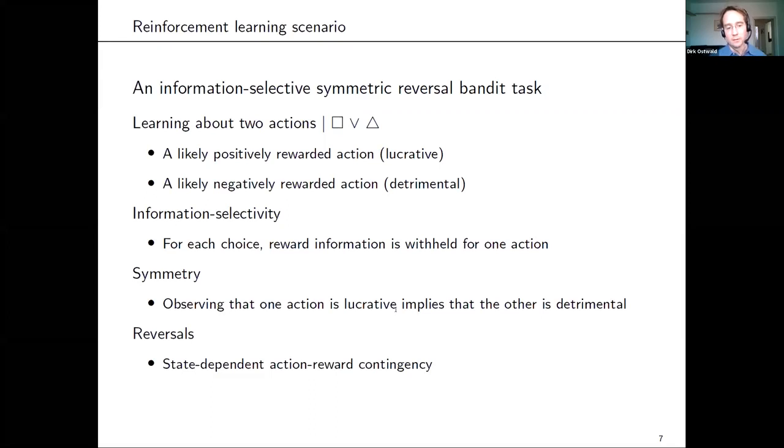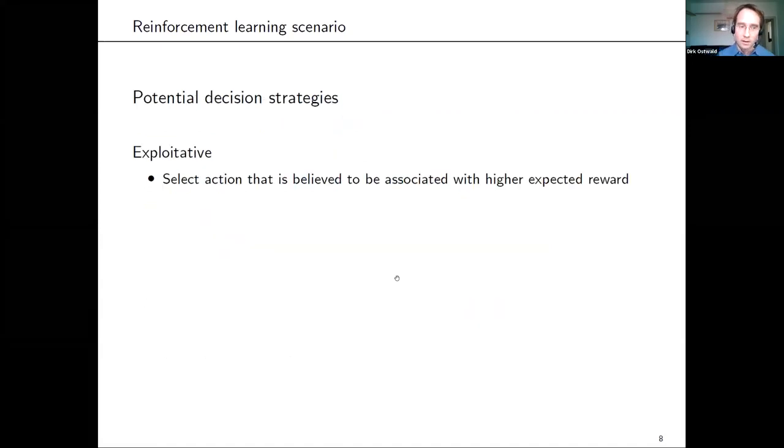So the action-reward contingency changes at given time points over the course of the reinforcement learning scenario, and the agents have to learn anew. And here we are interested in three basic decision strategies. On the one hand, we are interested in exploitative strategies: select an action that is believed to be associated with a higher expected reward. This may be closest to the primary reward signals that Professor Bartow talked about.